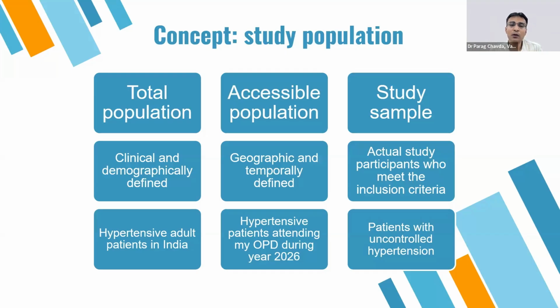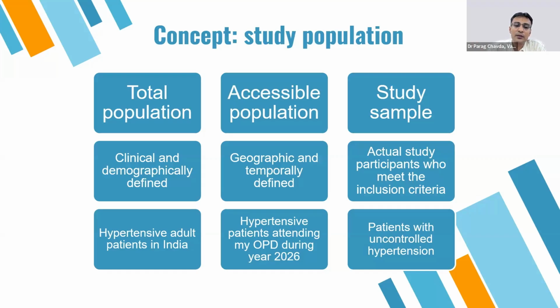What's the accessible population? Now, not all adult hypertensive patients in India would be accessible to me because I am located at a particular medical college hospital. So at the most, I can have access to, let's say, people residing in the nearby area or people who are coming to the hospital OPD, right? So the accessible population is the sampling frame, probably, from where you will draw your study sample. The accessible population is defined by geographic and temporal criteria.